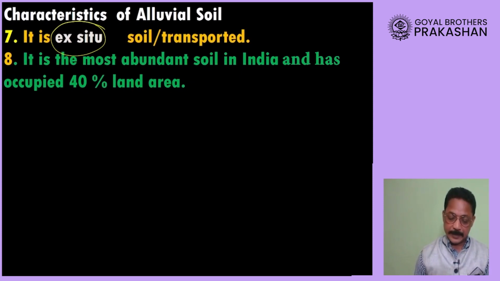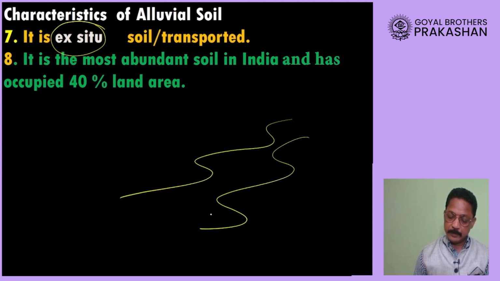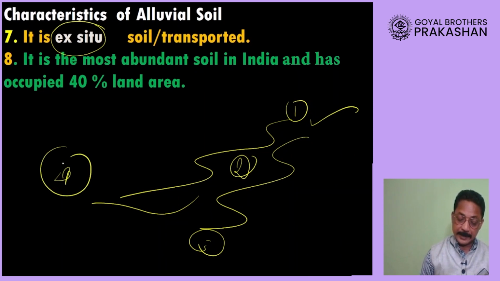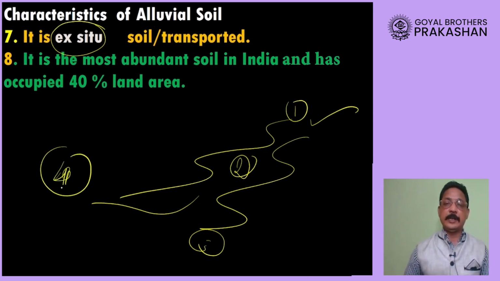Okay, as we have seen some time back, when the river flows, the river will carry soil from place 1, place 2, it will carry soil from place 3, and in this way the soil will be collected from one area but it will be found at some other area. Such a kind of soil is called ex situ soil. So alluvial soil is ex situ soil, or we can also say it is called transported soil.